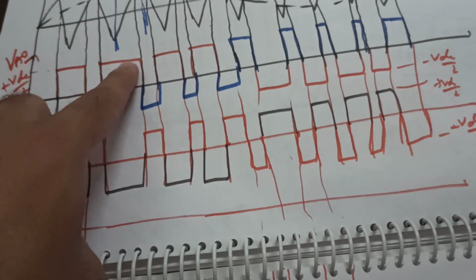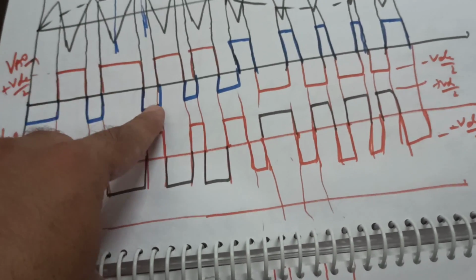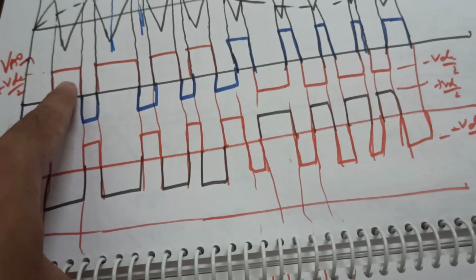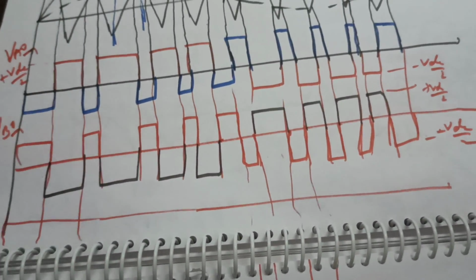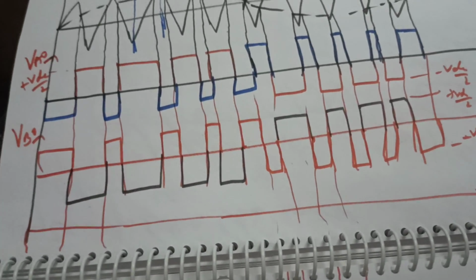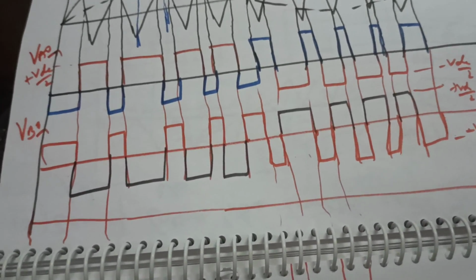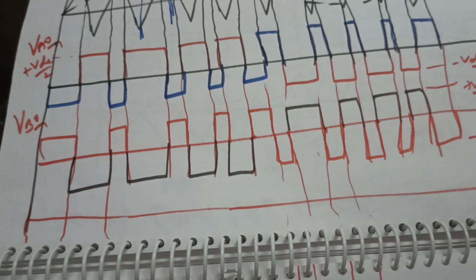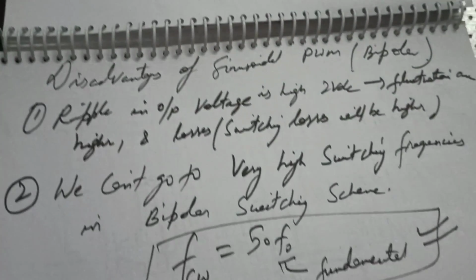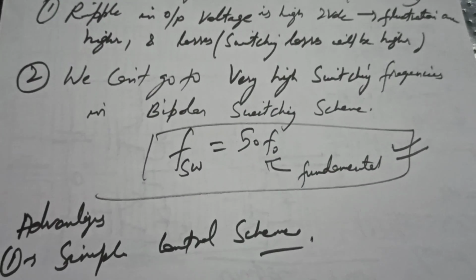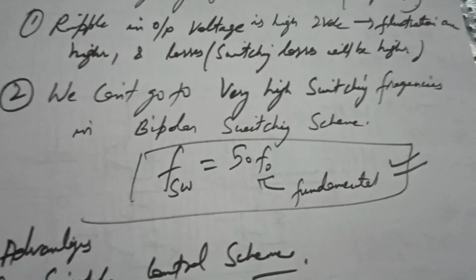Okay, so if the frequency is very high, then there will be much more switching. The switching will be between plus VDC and minus VDC, so the delta V is 2 VDC. Obviously, the more the transition, the more will be the loss. The VI loss will be more. That's why we are not increasing the switching frequency more. The advantage is a simple control scheme.